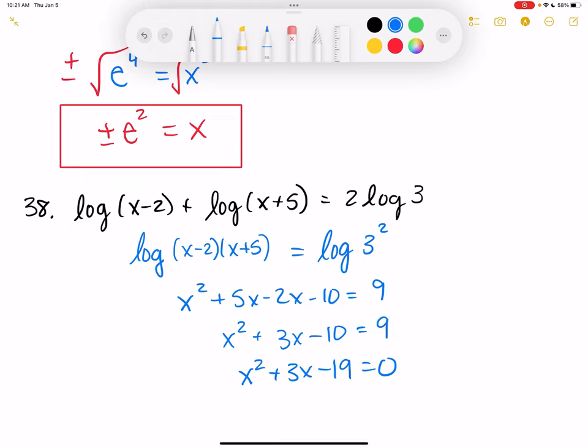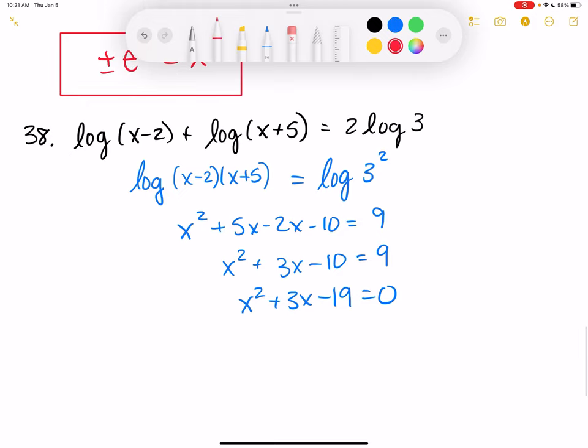Quadratic formula. Oh, you said dang it, like you didn't want to be right. I did not want to be. All right, so negative 3 plus or minus the square root of b squared, so 3 squared minus 4 times 1 times negative 19, all over 2 times 1.